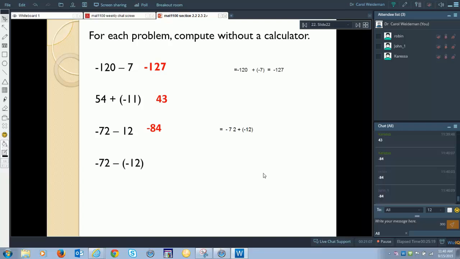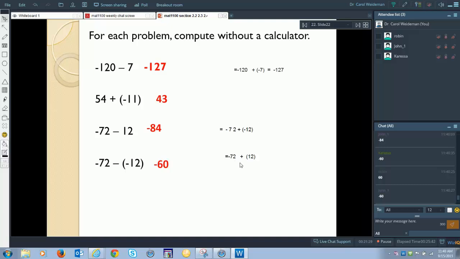Now, how about this one? Same thing you're going to do, but it's going to have a different answer this time, isn't it? So it's going to become negative 72 plus, what's the opposite of negative 12? It is 12. So what's your answer going to be here? Good. Yep, negative 60. Great.